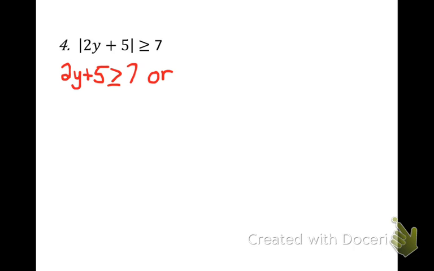And we do need the word or, same thing again, 2y plus 5, we reverse our inequality, less than or equal to, and we take the opposite of the number on the right. Now we just go about solving the normal way of solving.